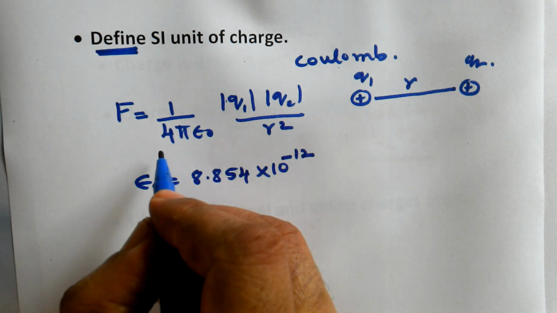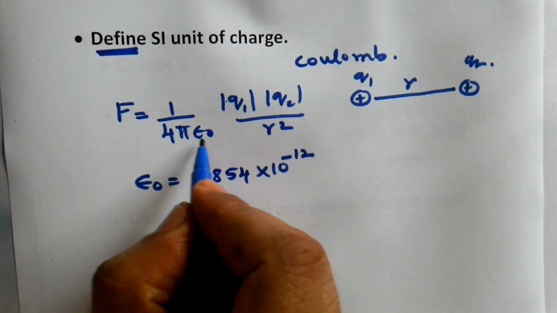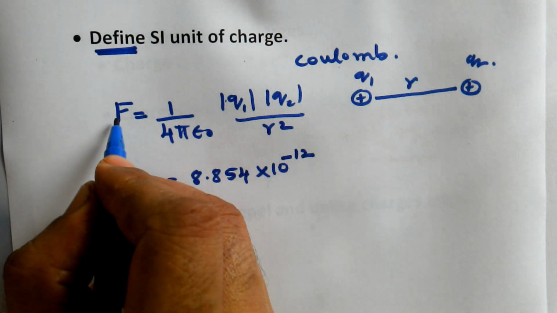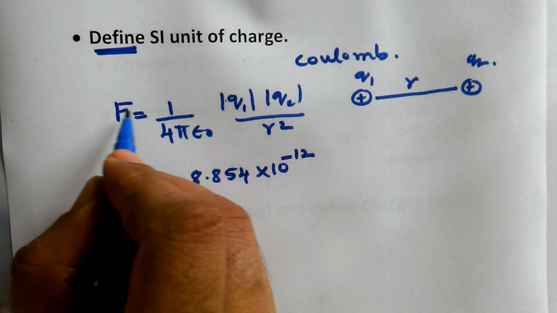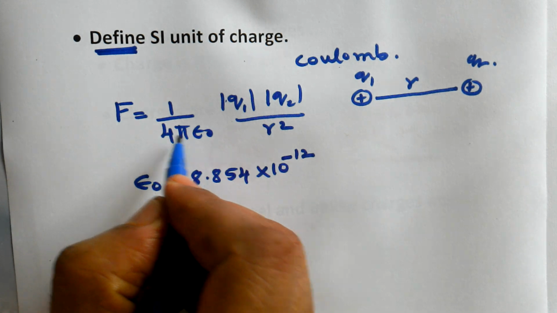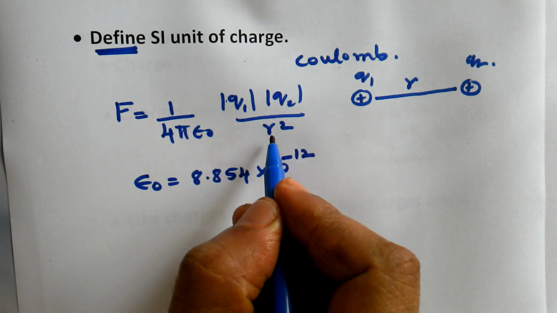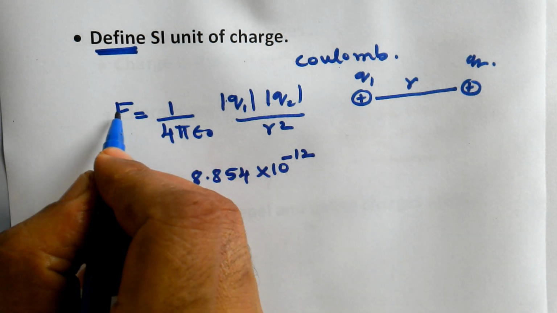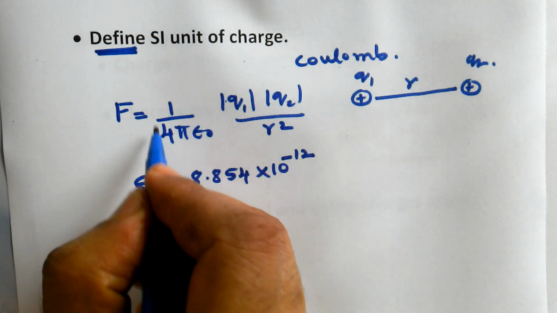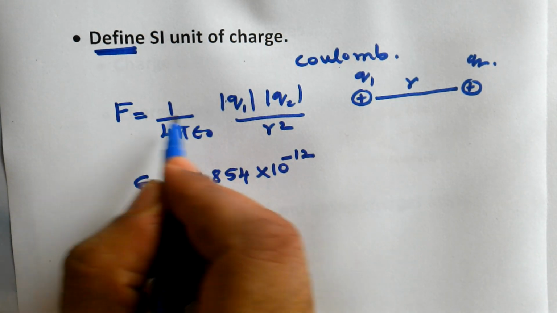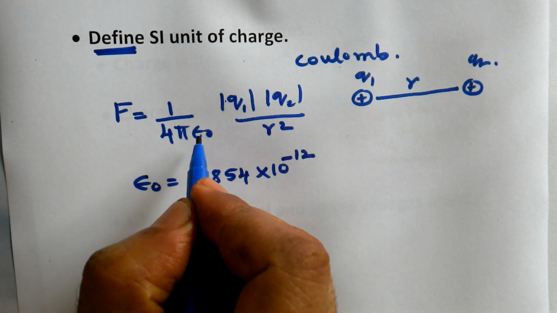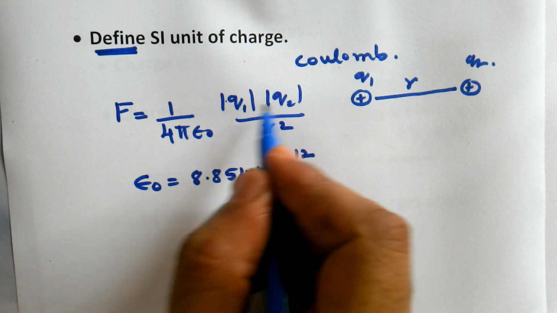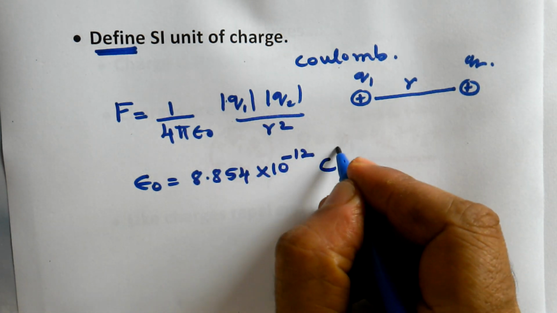Remember the formula first. Once you know the formula, bring epsilon naught here and F here. F comes to the denominator, epsilon naught comes here. So once you bring it like this, then you will have epsilon naught is equal to 1 by 4 pi F, Q1 Q2 by R square. So if you want to write the unit for epsilon naught, 1 by 4 pi will not have any unit. The 1 by F will have unit. So here you have F, here you have R squared, here you have Q1, Q2. So product of charges, it becomes Coulomb square.